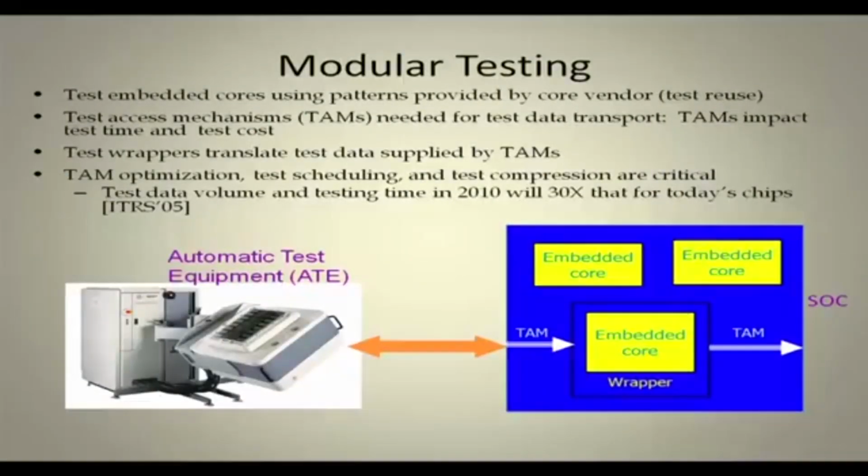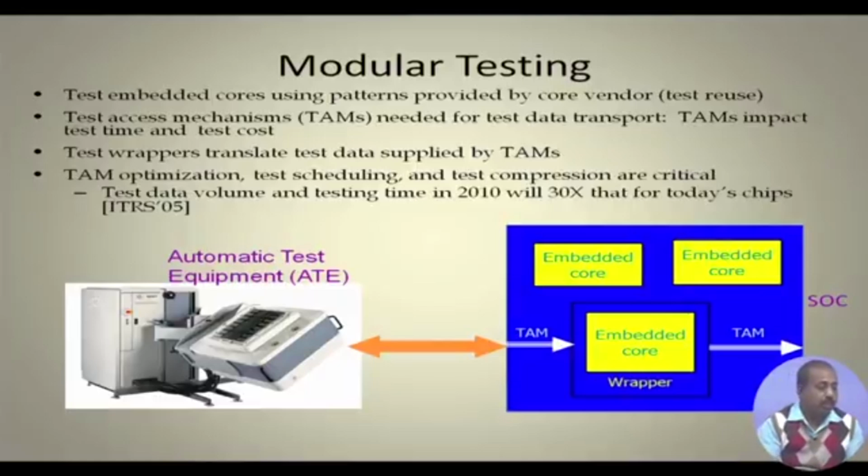So, what is required is some sort of modular testing. Test embedded cores using patterns provided by core vendors. That is definitely there, so we cannot avoid this situation, and test access mechanisms are needed for test data transport. What is happening is that from the ATE, data has to be transferred to the embedded core via some test access mechanism, or TAM, and again the responses are to be collected through some TAM and given back to the ATE, and then the ATE will again analyze it.